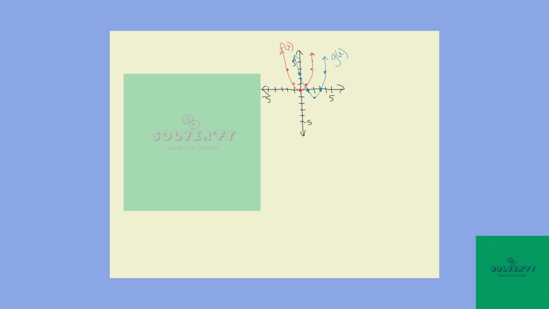Okay, this problem says the graphs of two functions, f of x and g of x, are shown below. F is the red one, g is the blue one. Write a function formula for g using f, and then we're going to do the vice versa.